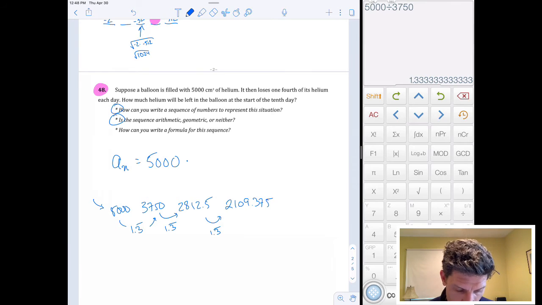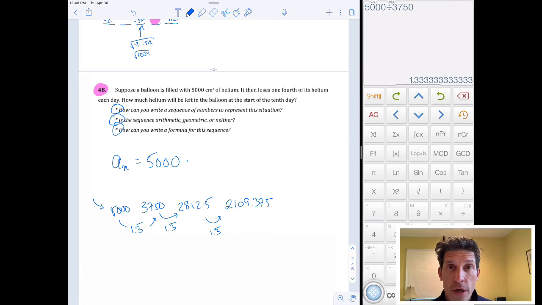Second little bullet point, is the sequence arithmetic, geometric, or neither? And I'm going to go ahead and say that I believe it's geometric because my ratio is common. Sometimes it could be arithmetic, but this one is not. This one is geometric.